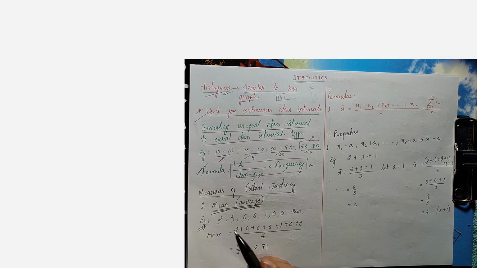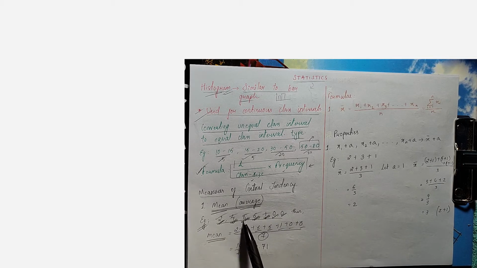Let's say there is a bowler, and he got 2 wickets in the first match, 4 wickets in the second match, 6 in the third, 6 in the fourth, 1 in the fifth, and 0 in the next 2. Alright, so its mean wicket will be 2 plus 4 plus 6 plus 6 plus 1 plus 0 plus 0. That is the sum of all his wickets divided by the number of matches in which he has played.